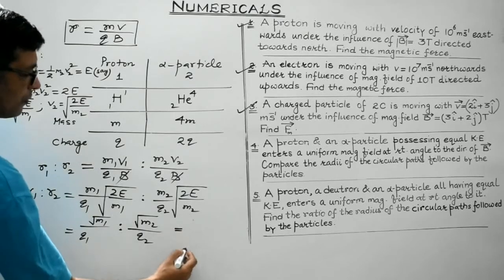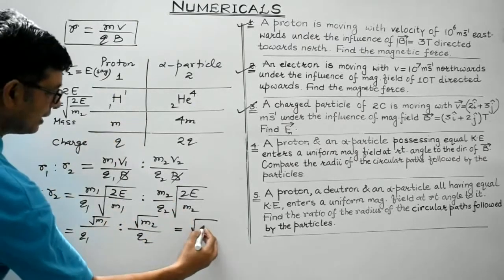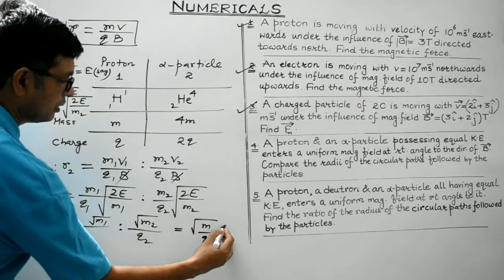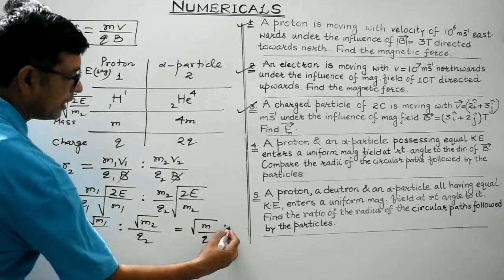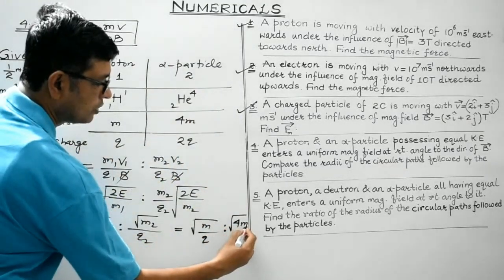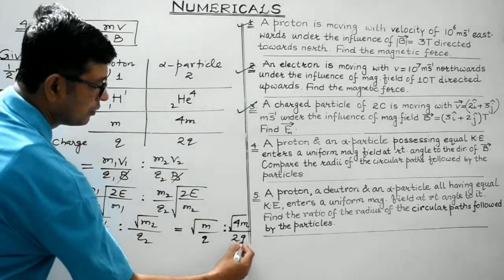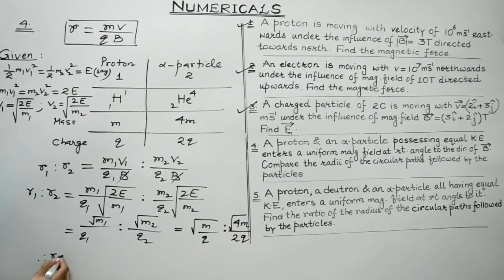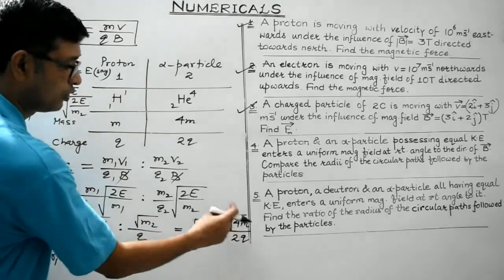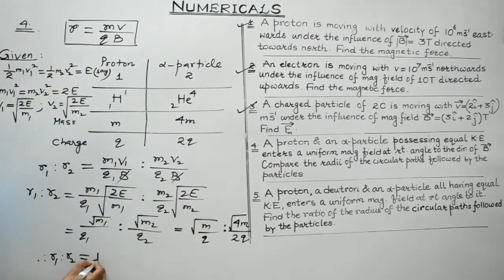Let's substitute the values now. For the proton, the mass is m, divided by q1, which is q. This is the ratio. Square root of m2, where m2 is the mass of the alpha particle, which in terms of m is 4m, 4 times the mass of the proton, divided by q2, which is twice q. So what do you get? R1 is to R2 is equal to, solving it, the square root of 4 is 2, which gets cancelled. So root m by q is to root m by q. That will give us 1 is to 1.